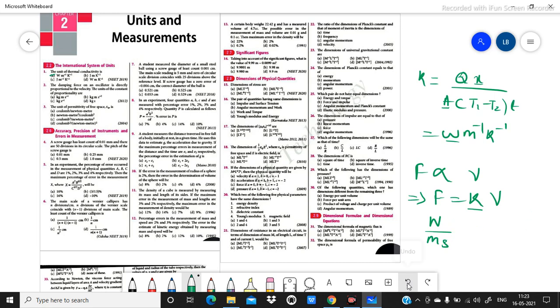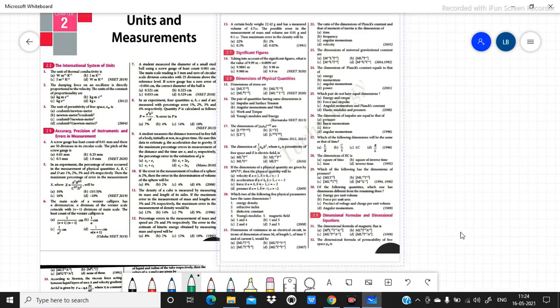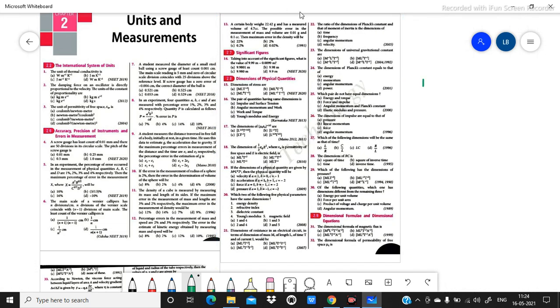Next, it is asked the unit of permittivity. In 12th there is the electrostatics chapter where you will be studying Coulomb's law. There you will encounter electric permittivity. So I'm writing the formula. The formula is force equal to 1 by 4 pi epsilon 0 into the product of charges q1 into q2 divided by r squared. So this epsilon 0 is nothing but electric permittivity, and I need to find out the unit.